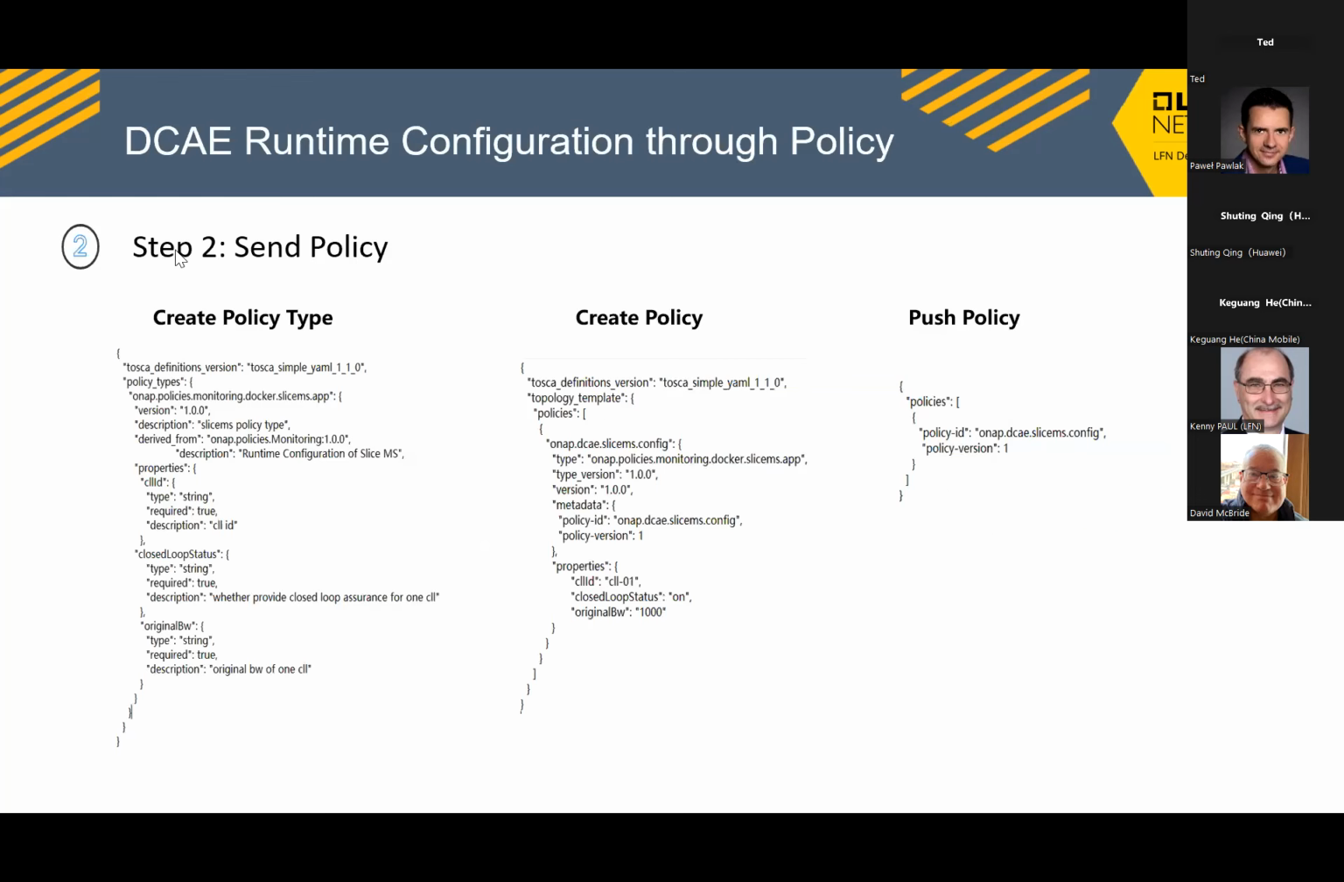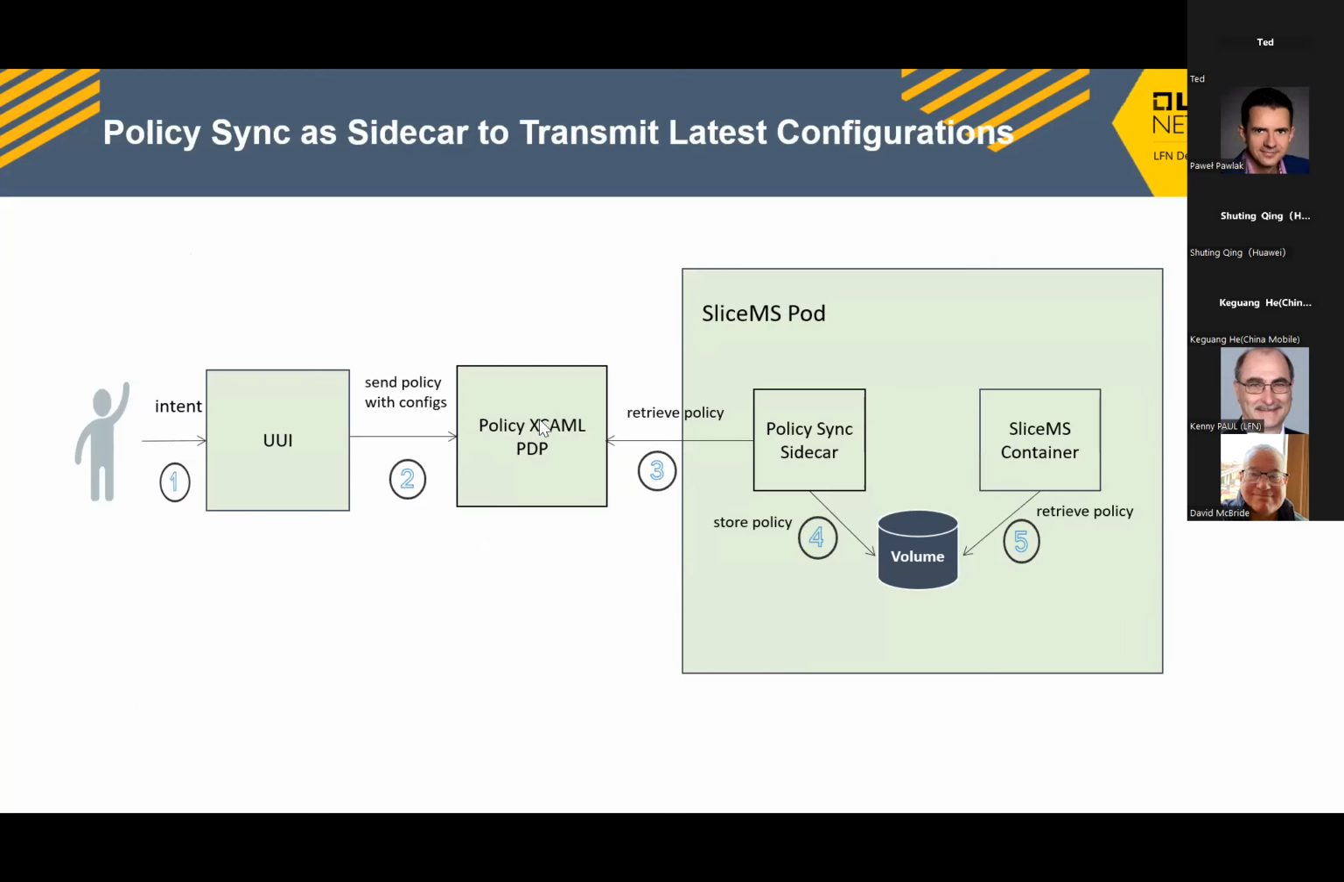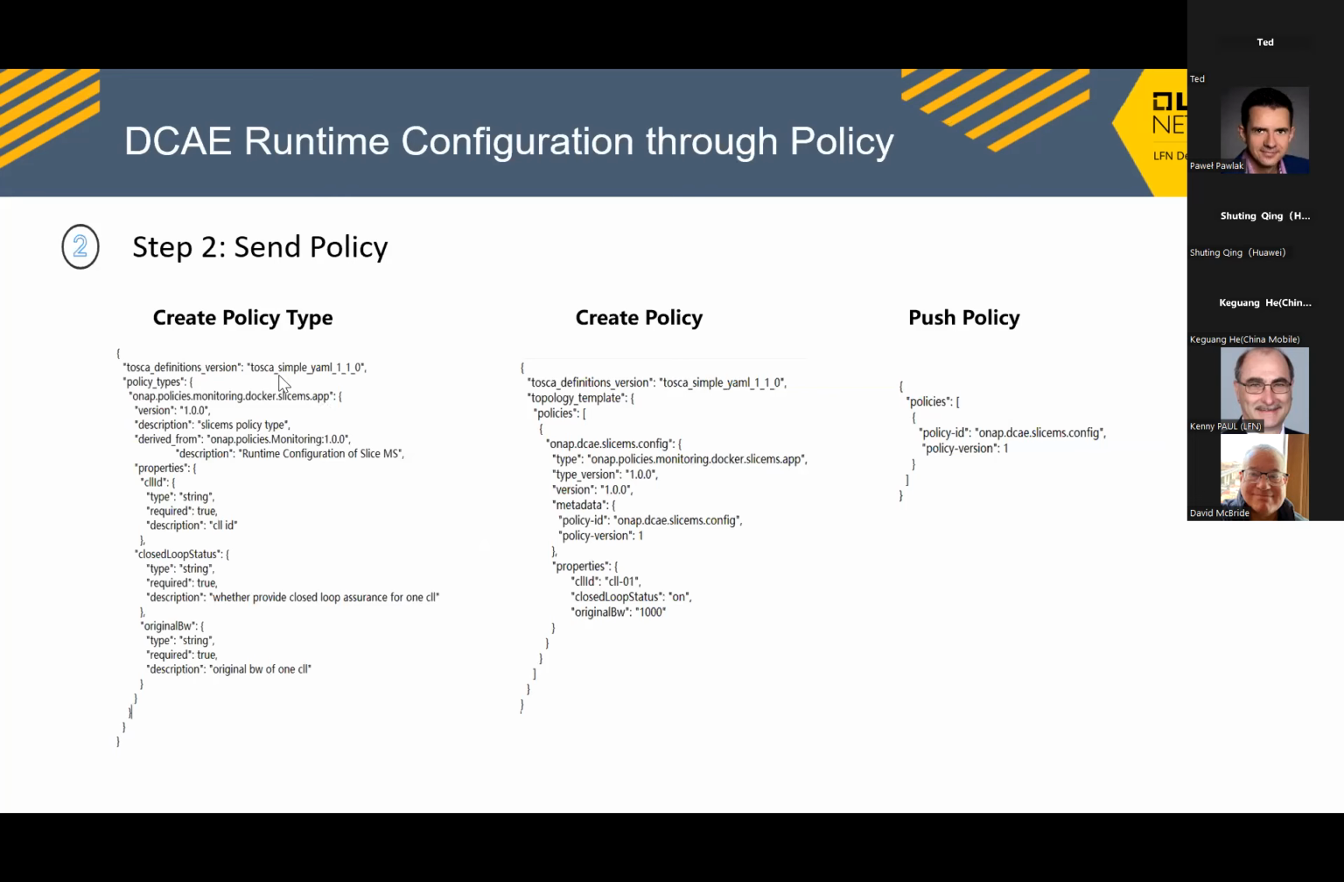So for step 2, I said there are several steps in sending the policy. That is up to the policy mechanism. If we want to use a new policy, first we have to define the policy type. So here we define a CLL ID first, and then the closed loop status to control whether the CLL is under assurance, and then the original bandwidth. So this is the policy template corresponding to the policy type.